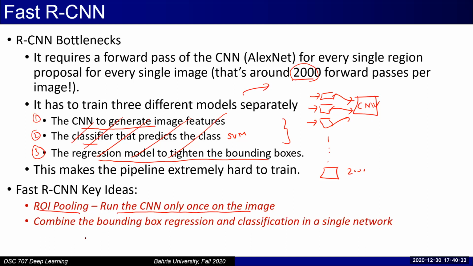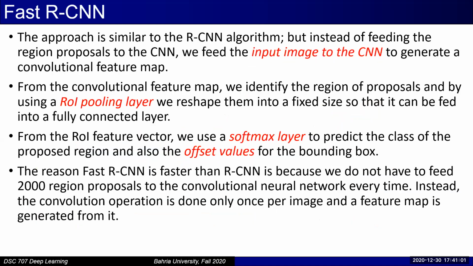The second one was that instead of having a separate classifier, which was an SVM in RCNN, and then a separate model for regression, they combine the bounding box regression and classification in a single network, just like we had seen in the case of object detection plus localization, where you have one network which has two branches. One branch is performing classification, while the other branch is giving you four numbers by using regression, right? So this is a summary of what I'll be explaining in the subsequent discussion.